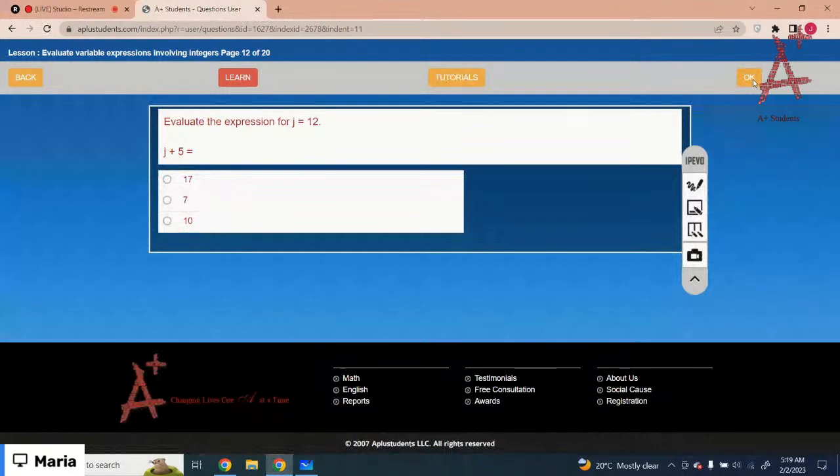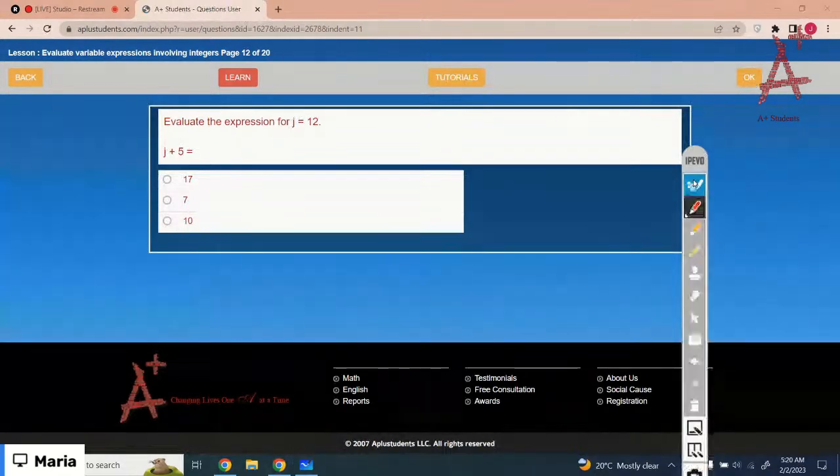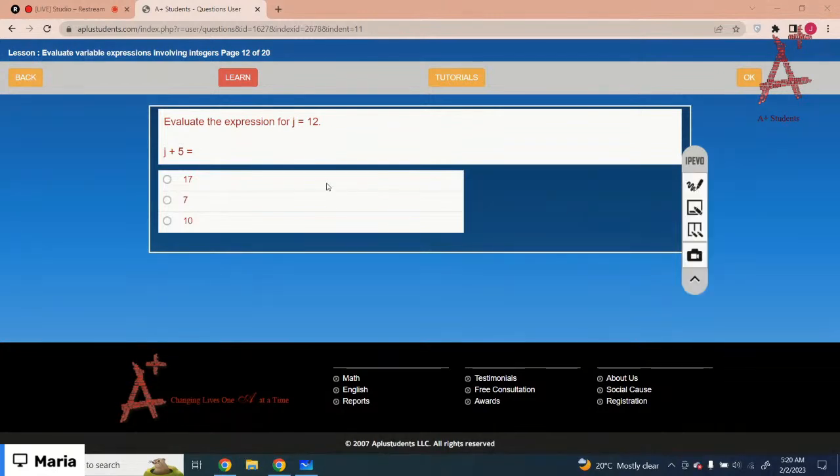Okay, the next one is evaluate the expression for j equals 12. So it is 12 plus 5, and 12 plus 5 equals 17. Got it? So the correct option is 17. Just select the correct option and then click on the OK button.